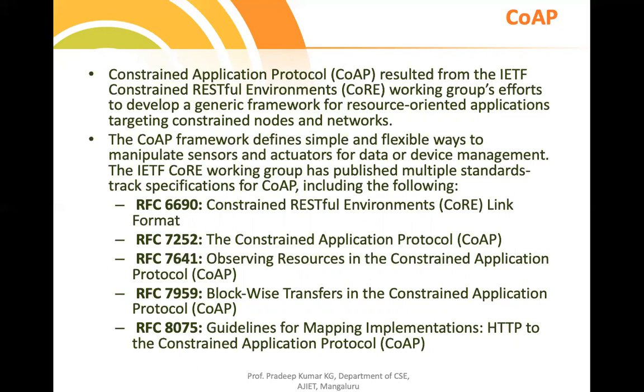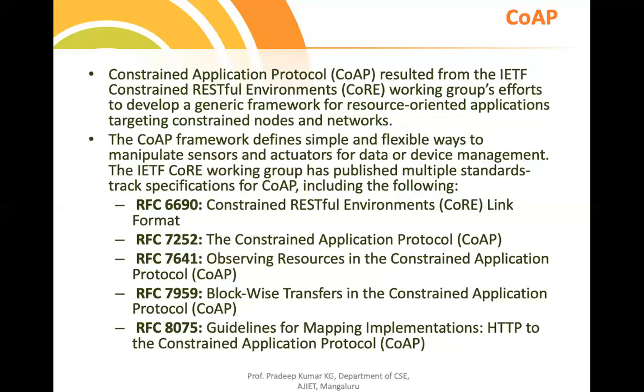So when we have constrained nodes and networks, that is to be handled for the core industry or core deployment, we need to have a proper environment that is to be handled using a proper, generic framework. So when we develop a generic framework using a REST environment, there should be a resource-oriented application. Why we are stressing resource is that each resource is nothing but sensors and actuators or whatever device we use in that constrained network.